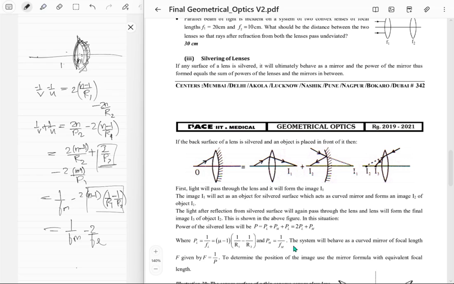Or it shouldn't be like negative of that, because when u is going to be negative infinity, 1 upon v is this thing, so 1 upon f basically, f effective is this thing, so your power is really just negative power of mirror, negative 2 power of the lens. I don't know why would they do this, like positive? No, it's not positive.